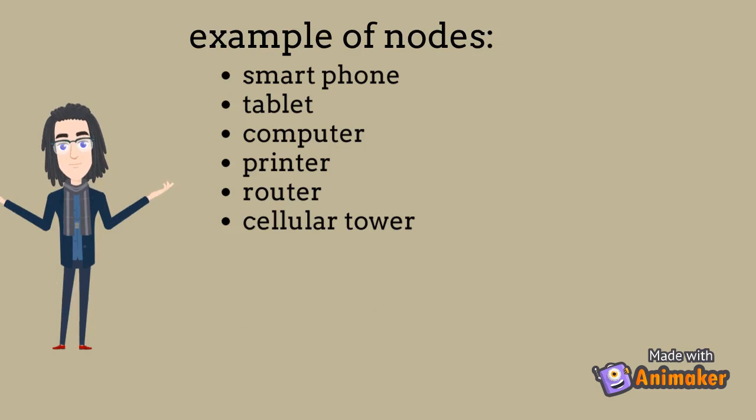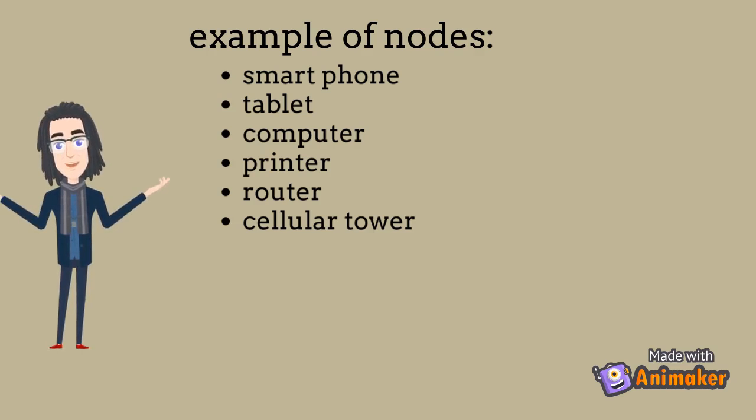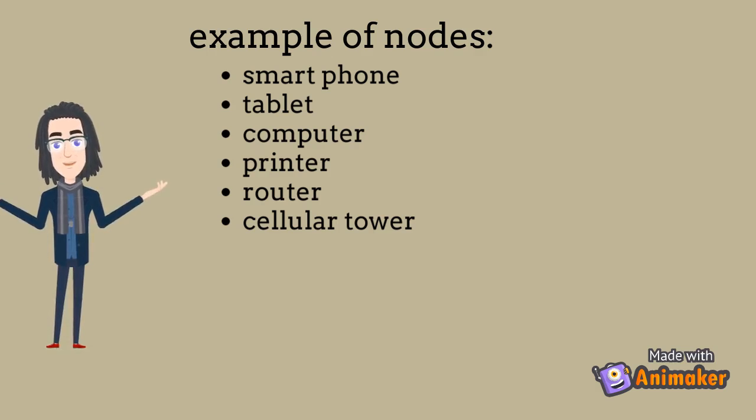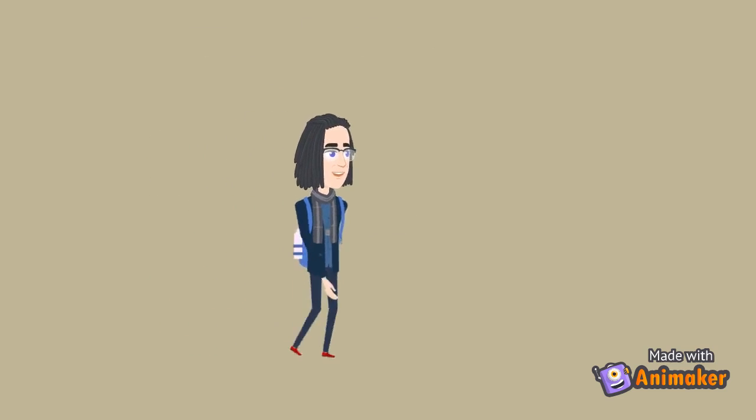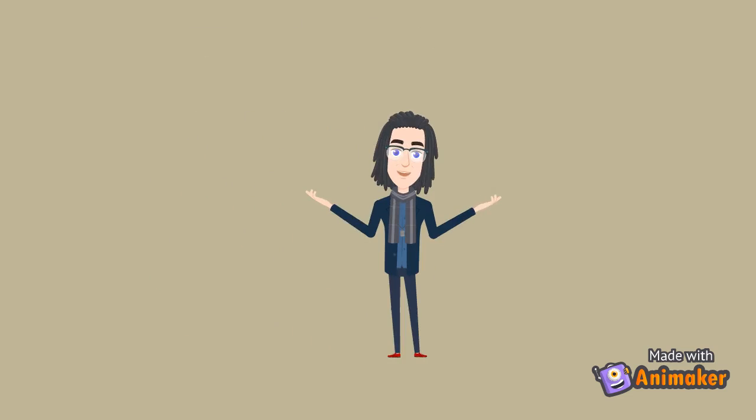Examples of nodes: smartphone, tablet, computer, printer, router, and a cellular tower. There are two types of devices: the end devices and intermediary devices. Intermediary devices are those which deliver data, for example, a router that forwards packets and a switch that forwards frames. On the other hand, end devices are those which consume data, for example, a computer or a smartphone.